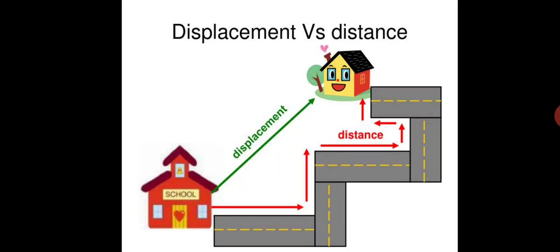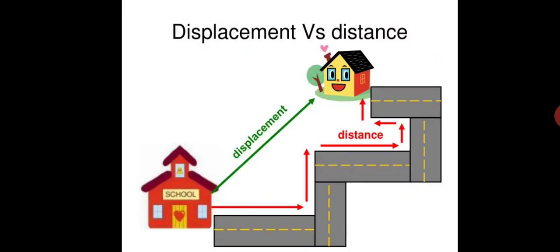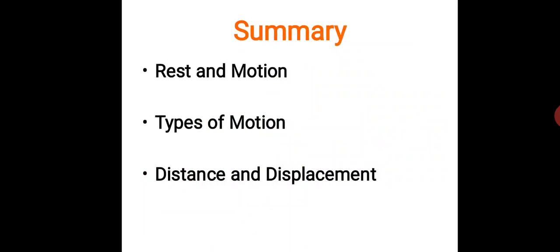Change in position of a moving body in a particular direction. Here the very important thing is what? In a particular direction. If you mention distance along with the direction, then we call it displacement. Since this has both magnitude and direction, it is a vector quantity. This is also measured in meter in the SI system. Is it clear, children? Are you all clear?